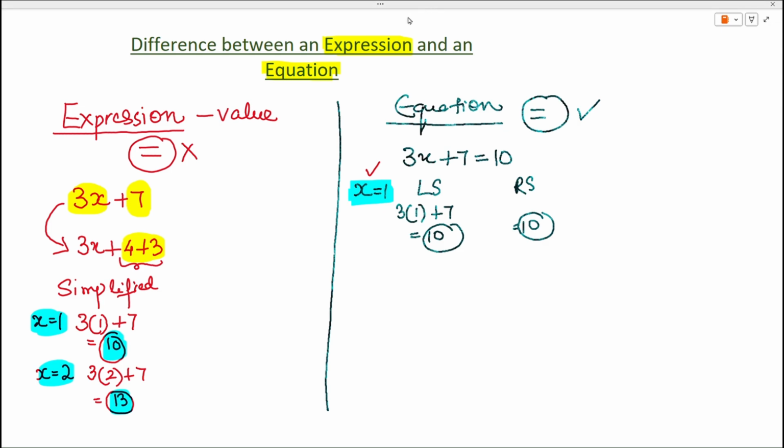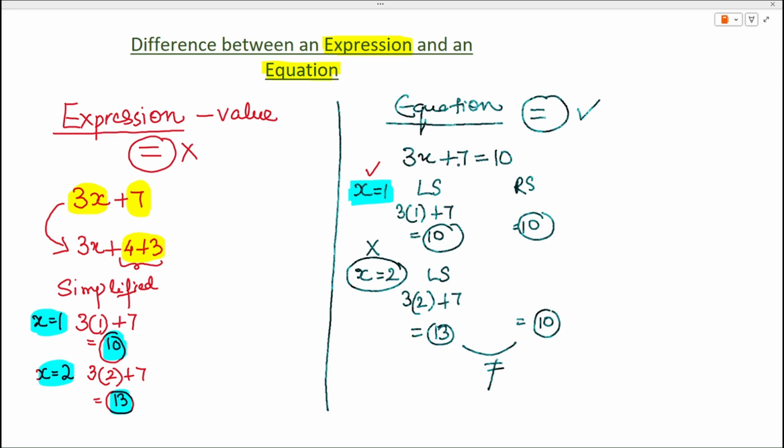Now let us try taking the value of x as 2. So if we take x as 2, the left hand side is 3 times 2 plus 7, and this is equal to 6 plus 7, which is a 13, and the right hand side is only a 10. So 13 is not equal to 10. So which means x equals 2 is not a solution to this equation.